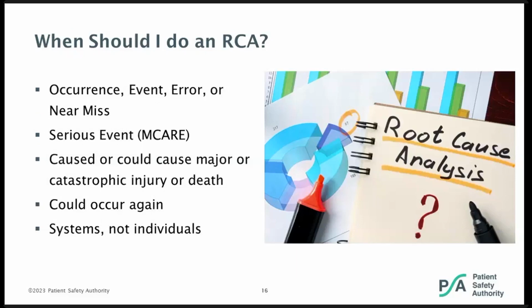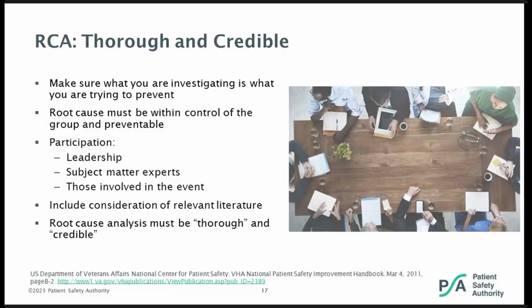Again, typically you'll see these being done with those higher harm events. However, you can still do them based on maybe administration or leadership in your organization wanting to do a deep dive into something. Maybe it's just a big multidisciplinary, very complex process where the outcome has the potential for catastrophic events. Could it occur again? We're certainly going to focus on systems. We're not focusing on individuals with root cause analysis.